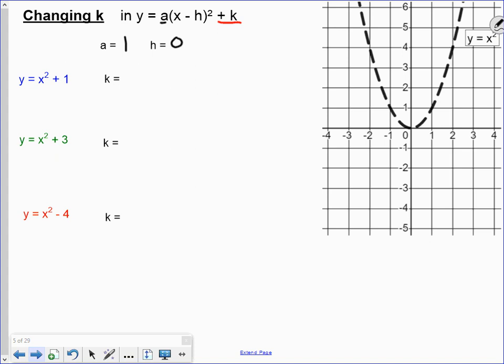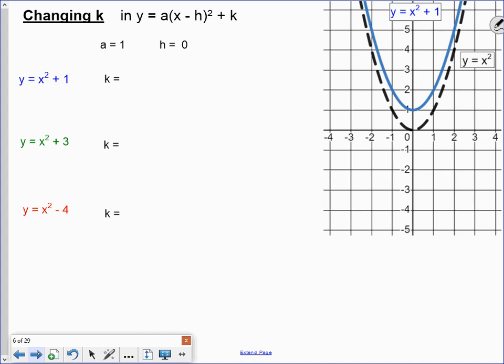h is the number that appears inside the brackets with the x, and if we don't see a number inside the brackets, h has to be equal to 0. So we're going to start by looking at y equals x squared plus 1, and then we're going to move on to x squared plus 3 and then x squared minus 4. And we're going to look at how this changes the graph of our parabola.